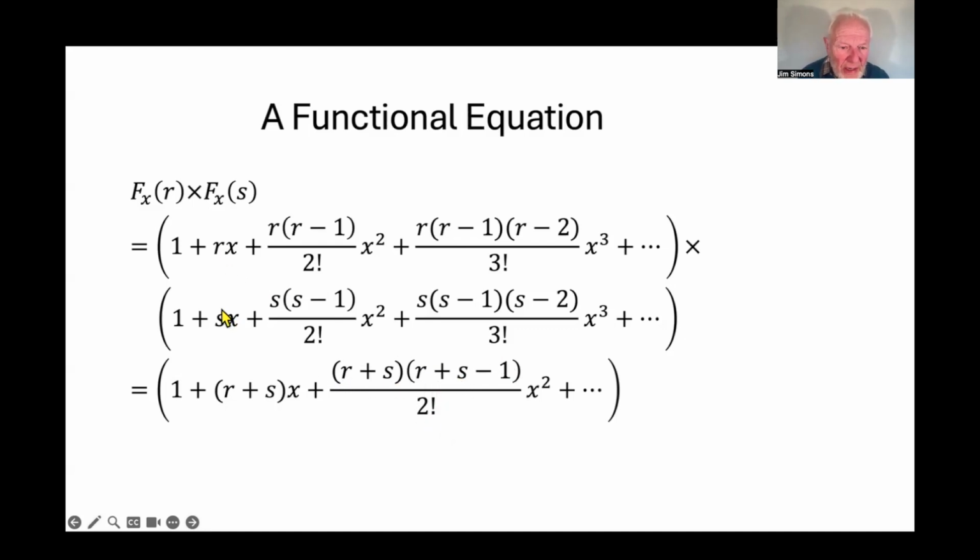So that's just rs. Now that begins to look as though it might be equal to f of x of r plus s. After all, this is 1 plus (r plus s)x plus (r plus s) times (r plus s minus 1) over 2 factorial x squared. Well, spoiler alert, it is that. Now, let's see if we can establish that.